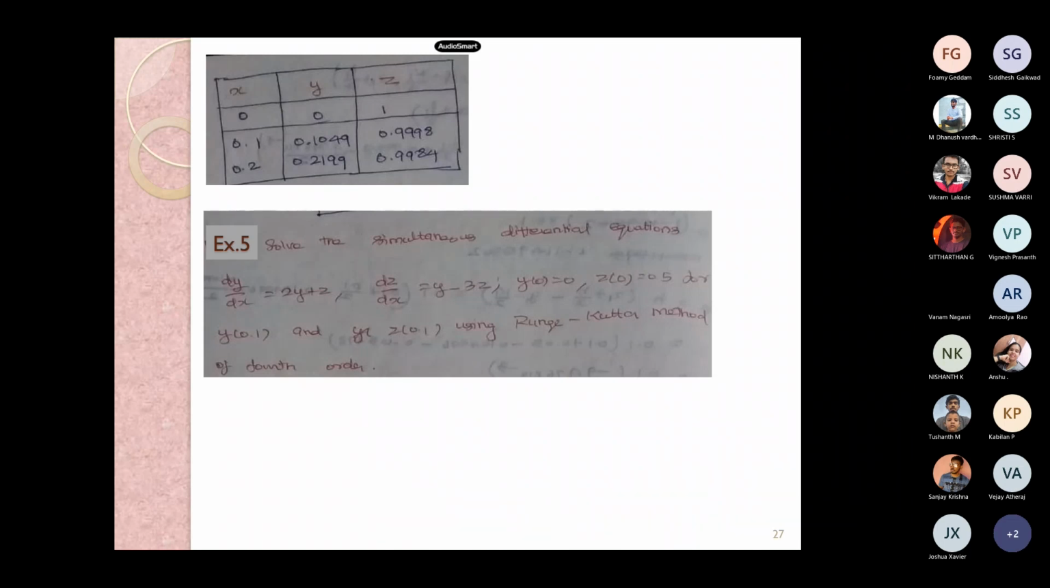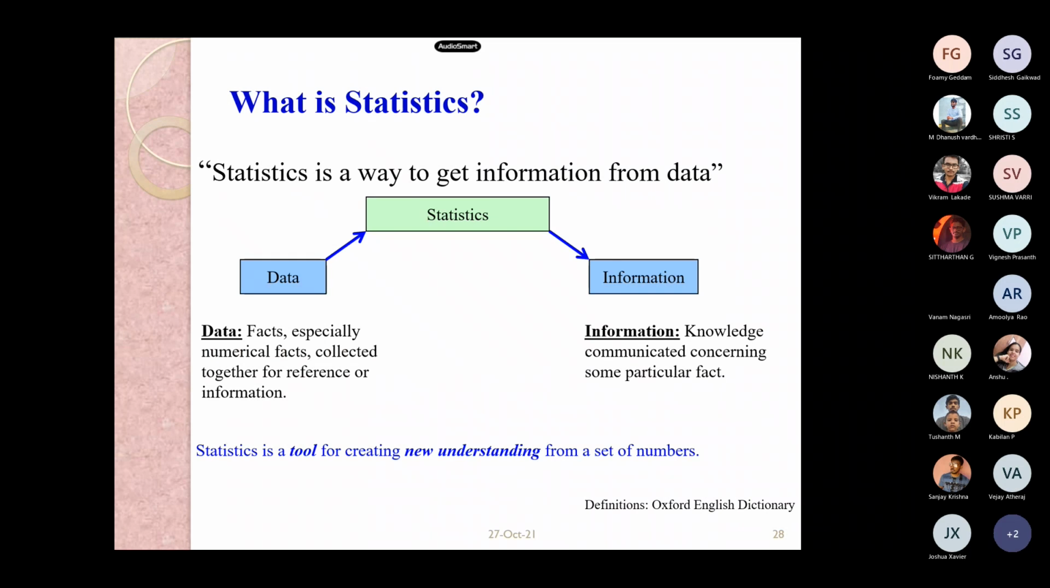Any clarification in simultaneous linear differential equations? Any doubts? No, sir. Yes. Okay.